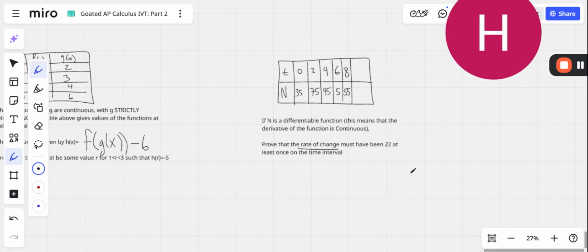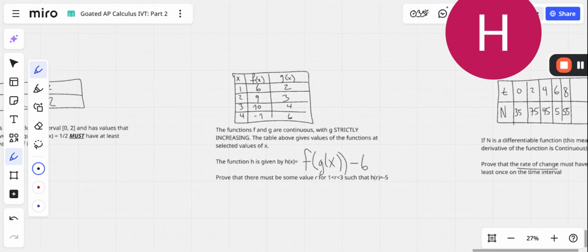And I got a little bit lazy. There's not really any context there. It could have been like the number of people in line or something like that, but I just didn't feel like adding any flair to that one for some reason. Either way, we have to use the IVT.